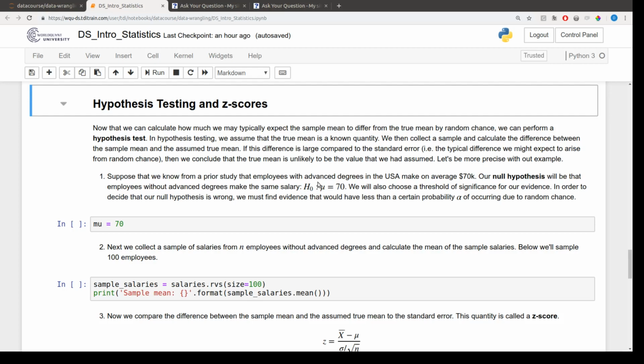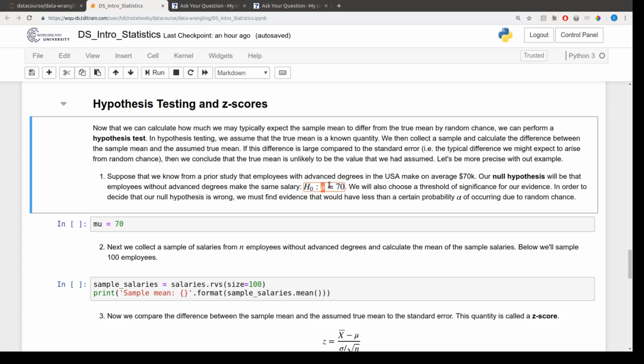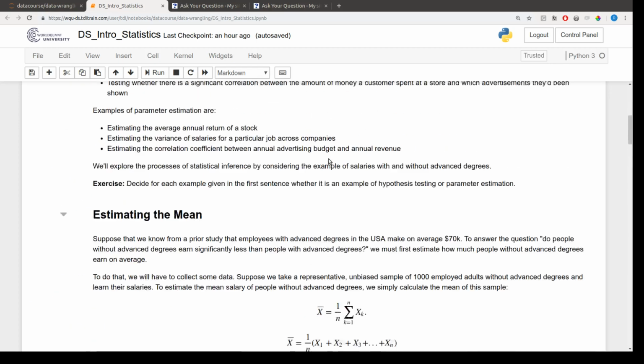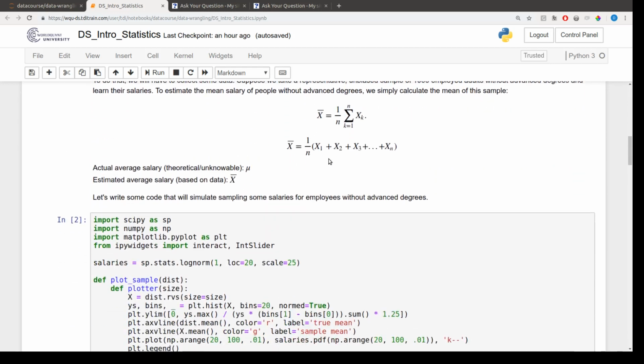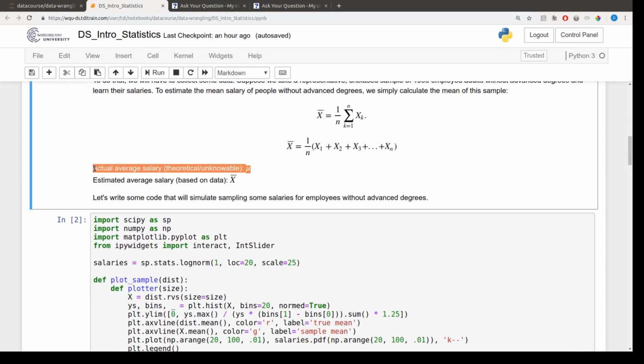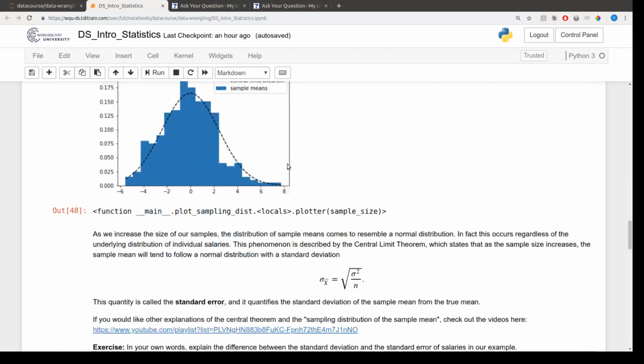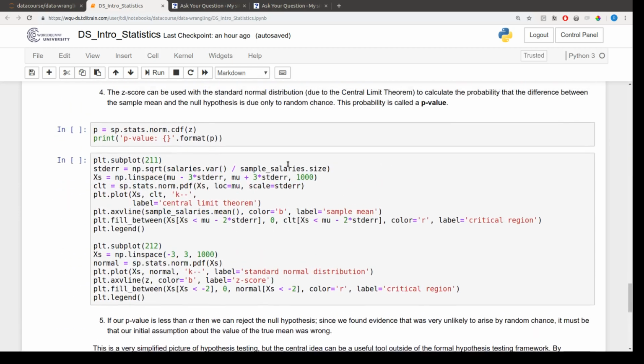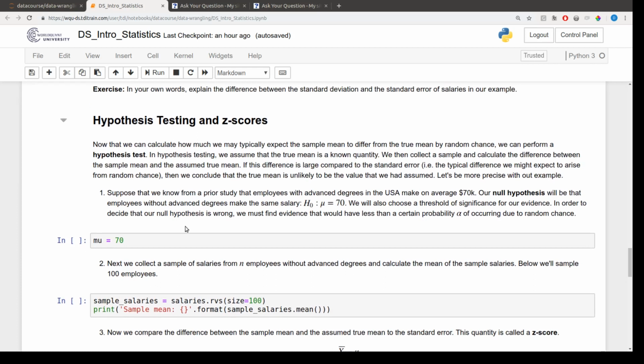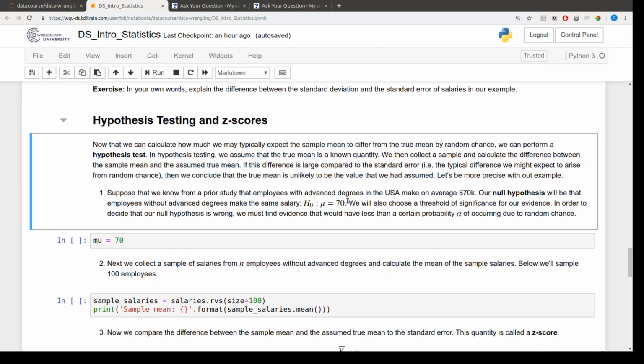So we assume that mu, the true mean, going back way earlier in the notebook, we assume that the actual average salary of people without advanced degrees is $70,000 a year. So we've now assumed a value for mu, the true mean. And that assumption is called our null hypothesis.